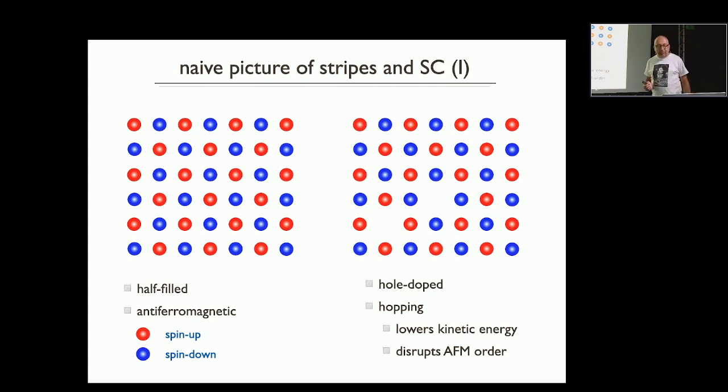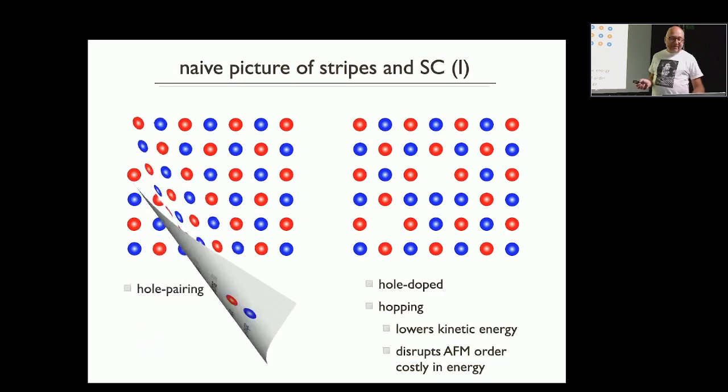But it is hole doped, which means there are a little bit fewer electrons around than what is needed for that half filling. And so what can happen is that an electron, say this one, can hop. By this delocalization, it will lower its kinetic energy, but on the other hand, it will disrupt the antiferromagnetic order, which is costly in energy. So the system would like to lower its energy, but it's possibly not the best idea. So the idea is, what ways are there out of that?